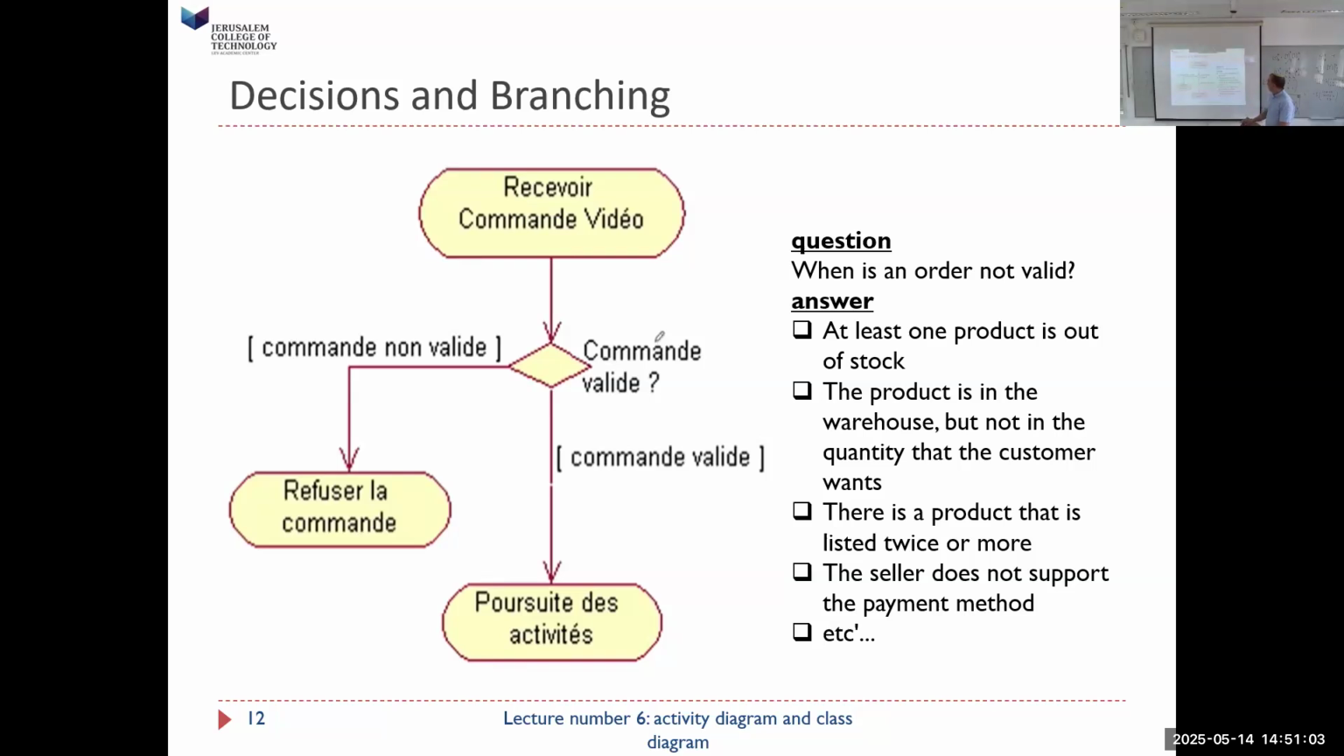It refuses the order, and then it says like this, at least one product is out of stock, so then the order is invalid. I can't make this order. If he asks for pepperoni pizza and I don't have any pepperoni, then I can't give it to him. The product is in the warehouse, but not the quantity that the customer wants. He asked for 6 shirts, so we only have 5 shirts. There's a product that is listed twice or more times. You can't do that. You've got to write the same product and then a number by it. The seller does not support the payment method. Okay, for a variety of reasons.